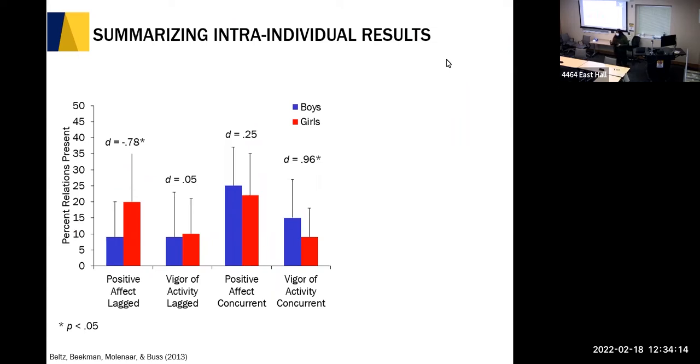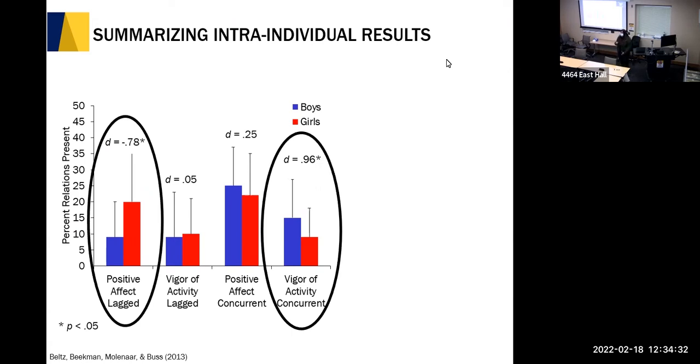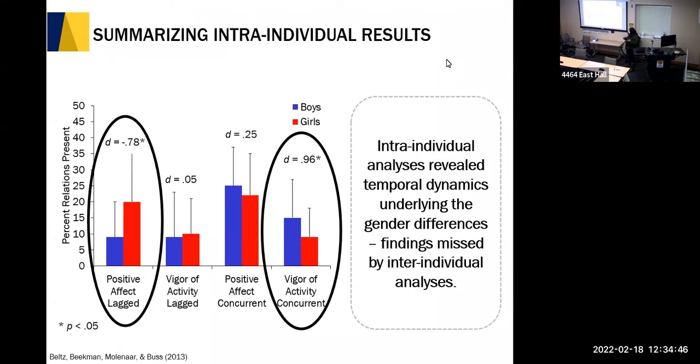So to summarize some of these intra-individual results, they quantified the contemporaneous and lagged relations by gender. They generally found that girls exhibited more lagged effects of positive affect, meaning that one girl's positive affect 10 seconds later influenced another girl's positive affect. They also found that the boys tended to have more concurrent play behaviors. So one boy's vigorous activity was ramping up at around the same time as another boy's vigorous play activity. And this is revealing some temporal dynamics that are underlying gender differences. These are findings that would have been missed by just that first typical inter-individual analysis.